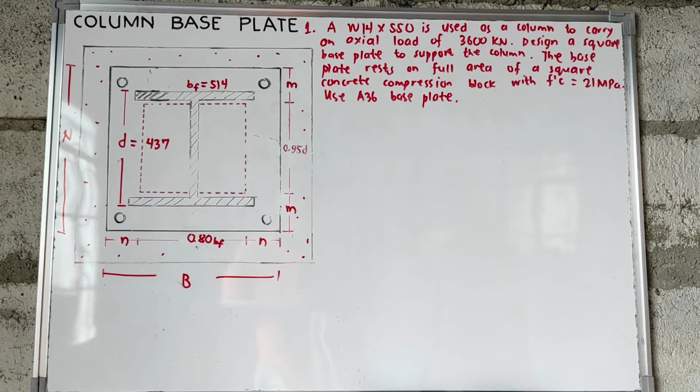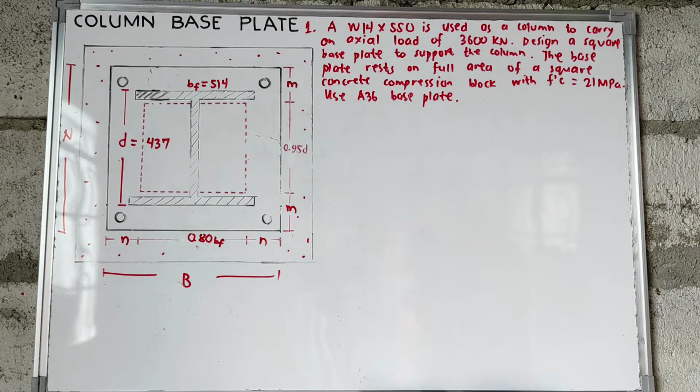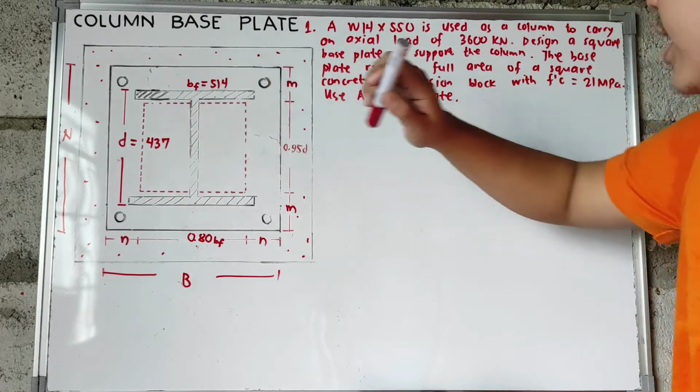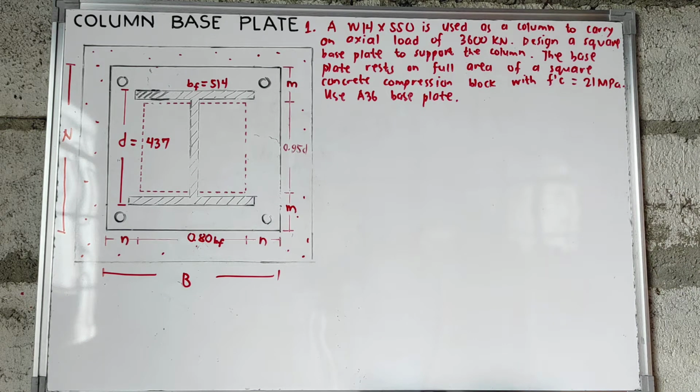Let's consider problem number 1. A W14 by 550 is used as a column to carry an axial load of 3,600 kilonewton. So meron tayong value ng P natin na applied dito sa column natin, which is equal to 3,600 kilonewton.